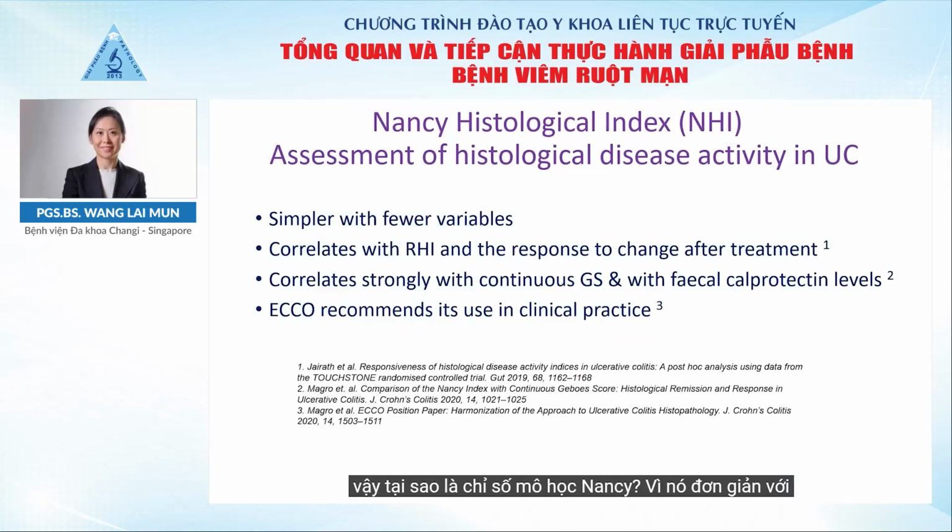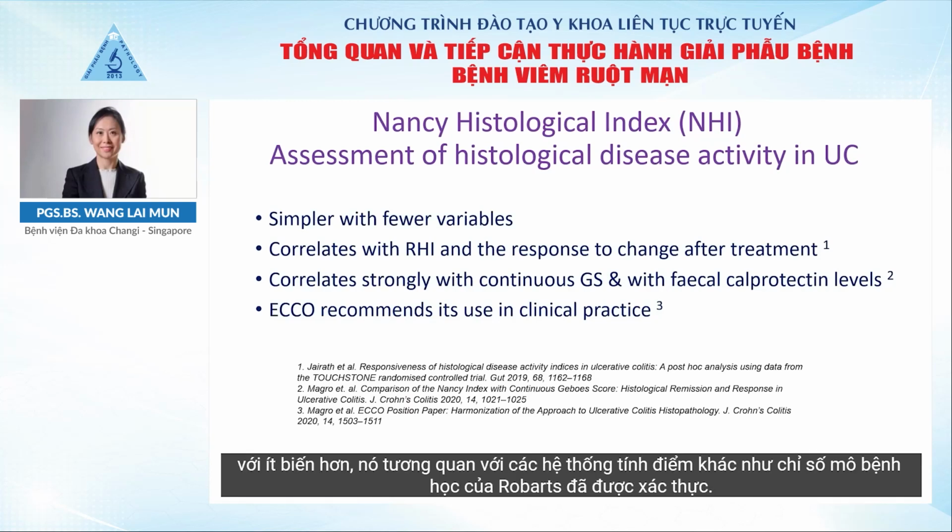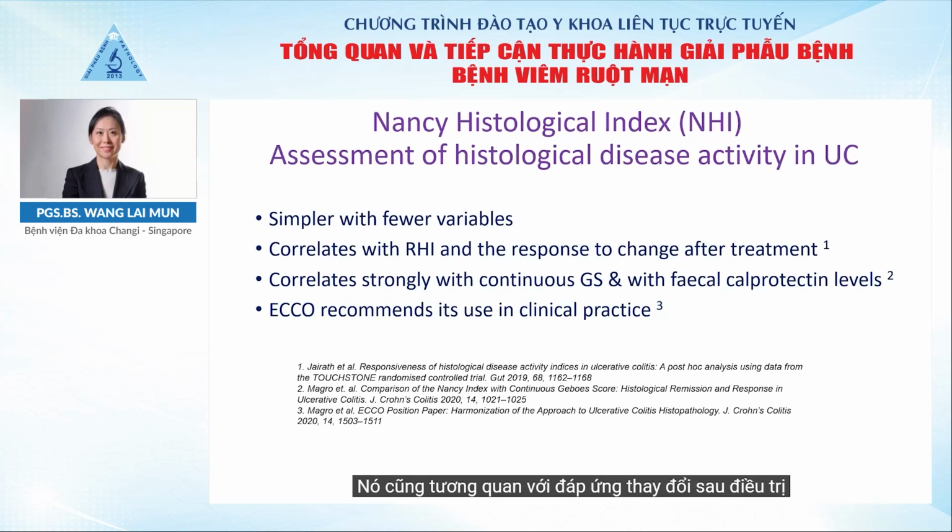So why the Nancy histological index? It's because it's simpler with fewer variables. It correlates with other scoring systems like the Robarts histological index. It has been validated. It also correlates with response to change after treatment. It correlates with another scoring system, the Geboes score, and with fecal calprotectin levels, and it's because of these reasons that ECCO recommends its use in clinical practice.